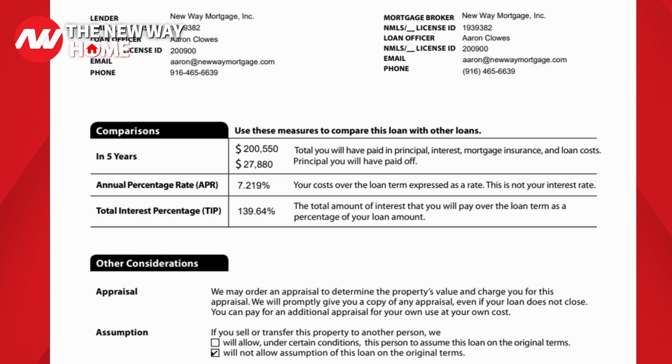So when you look at this, it always looks crazy because this one says 139%. Well, that's not the interest rate that you're paying. That's the total amount of interest over the life of the loan in the form of a percentage based off of what you originally borrowed. So again, it's kind of confusing.